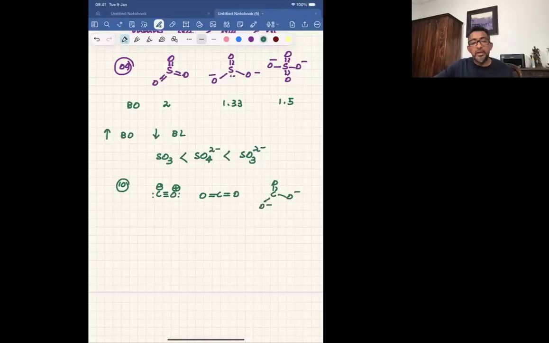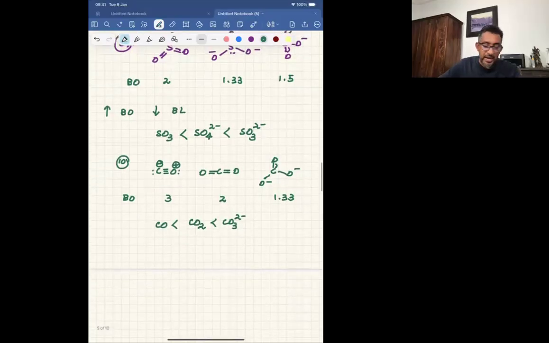So how does the bond order vary? Here you have 3 bonds. Here, 1, 2, 3, 4. 4 divided by 2 is equal to 2. Here, 1, 2, 3, 4. 4 divided by 3 is equal to 1.33. Bond order varies like that. Did you understand that? So therefore, carbon monoxide has the shortest bond length, then carbon dioxide, and then carbonate, CO3 2 minus. That's how the variation takes place. Question number 10 is that.